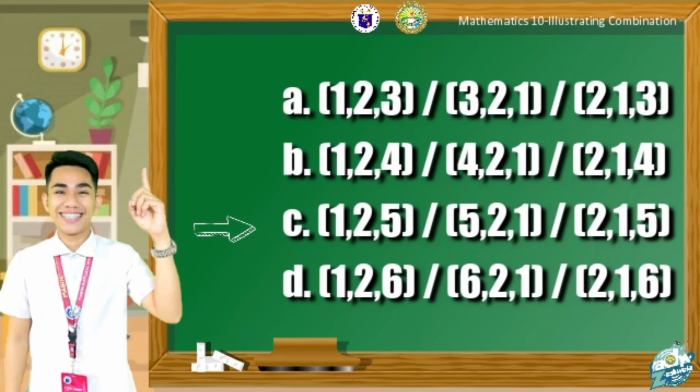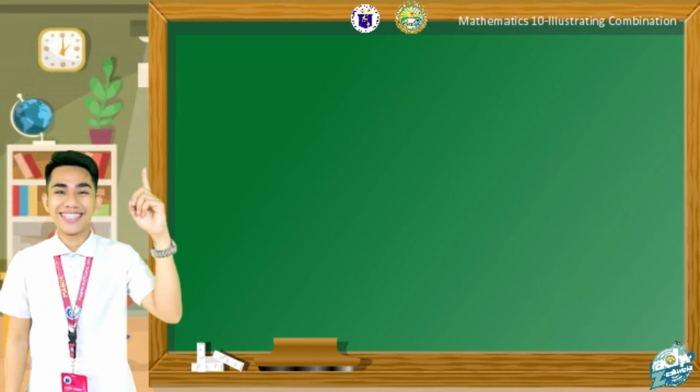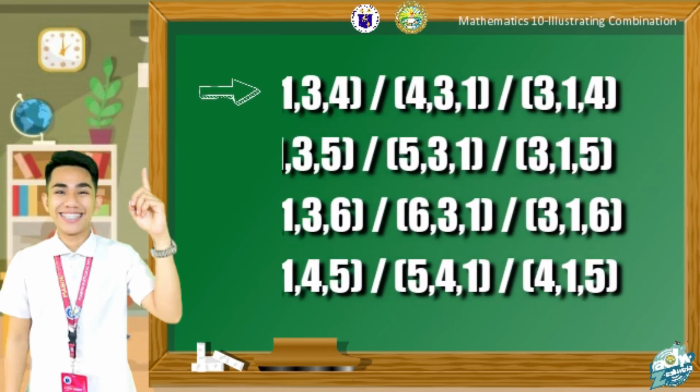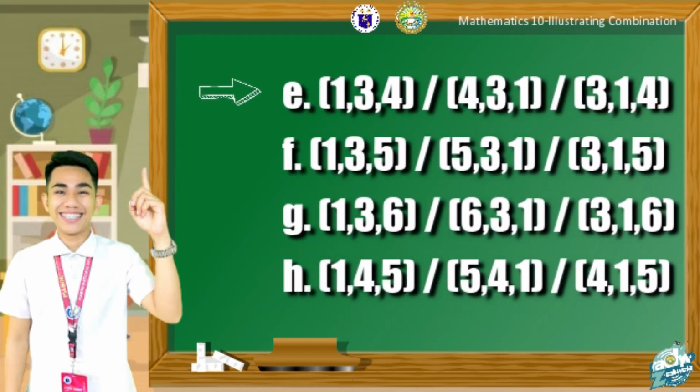Letter C. It could be 1, 2, 5, or 5, 2, 1, or 2, 1, 5. Letter D. It could be 1, 2, 6, or 6, 2, 1, or 2, 1, 6. Letter E. It could be 1, 3, 4, or 4, 3, 1, or 3, 1, 4. Letter F.